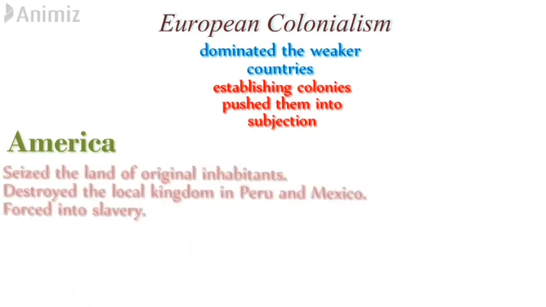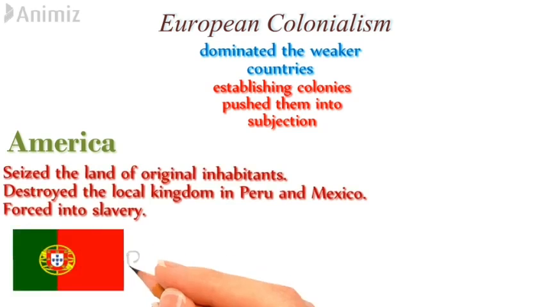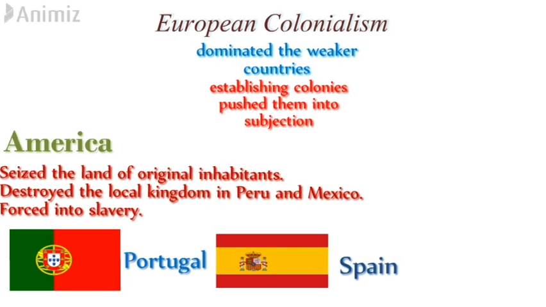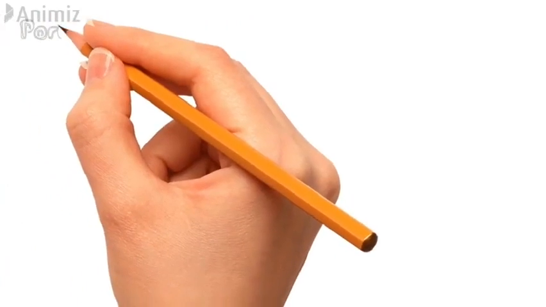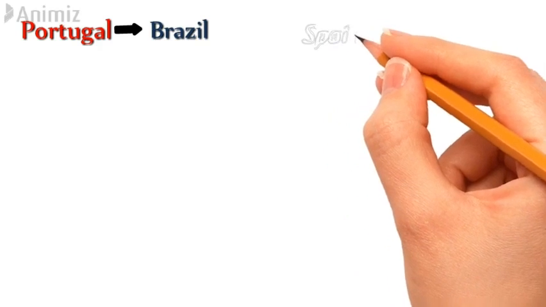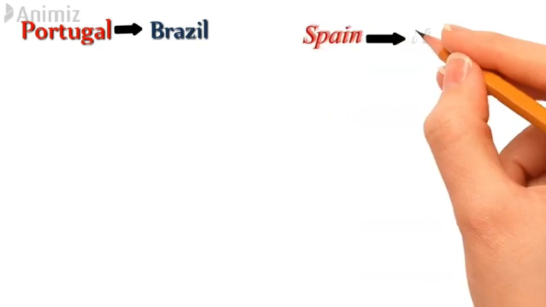They destroyed the local kingdoms in Peru and Mexico. The original inhabitants were forced into slavery. Portugal and Spain were at the forefront in the competition among the European nations. Portugal brought Brazil in the American continent under their rule, and Spain took hold of Mexico.